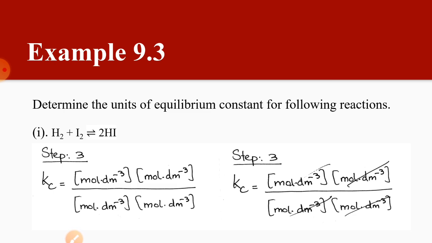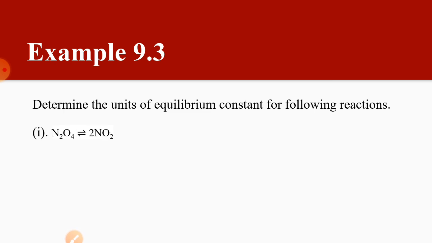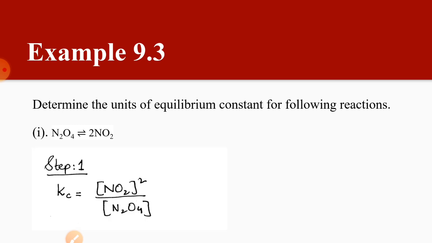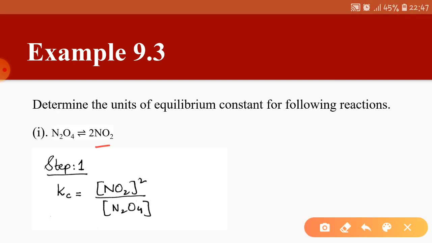Now we will move towards another example in which N2O4 is being decomposed into NO2. Now first step is that we will write the equilibrium constant expression for this. This is how an equilibrium constant expression is written for this reaction. NO2 is the product here, and the concentration term for NO2 is being raised to power 2 because here 2 moles of NO2 are present, and the concentration of N2O4 is written in the denominator because it is a reactant.